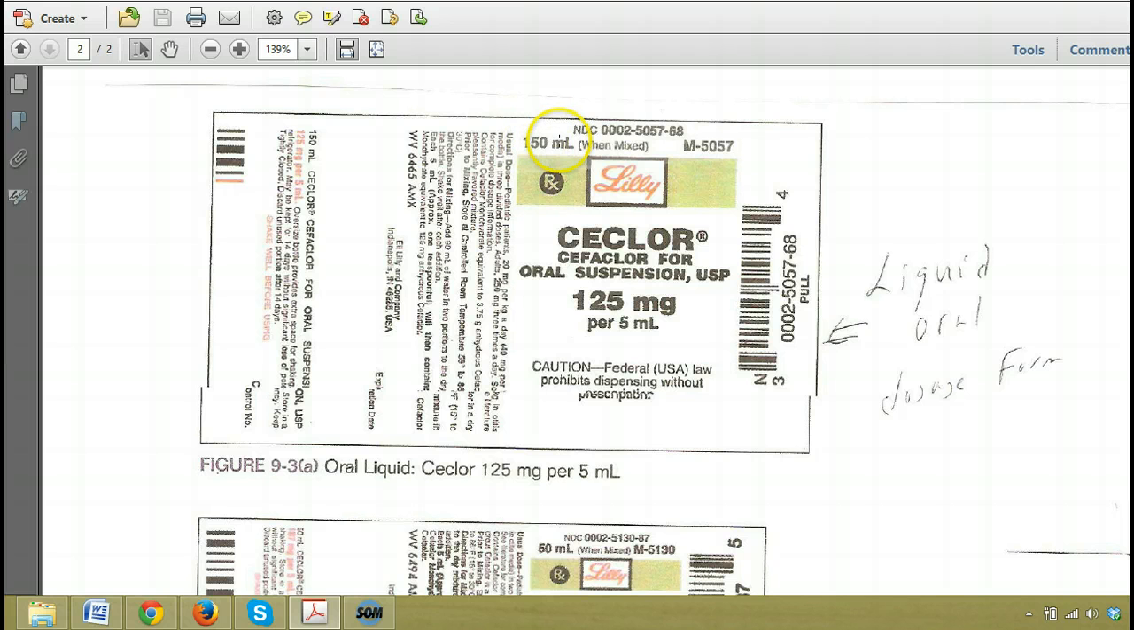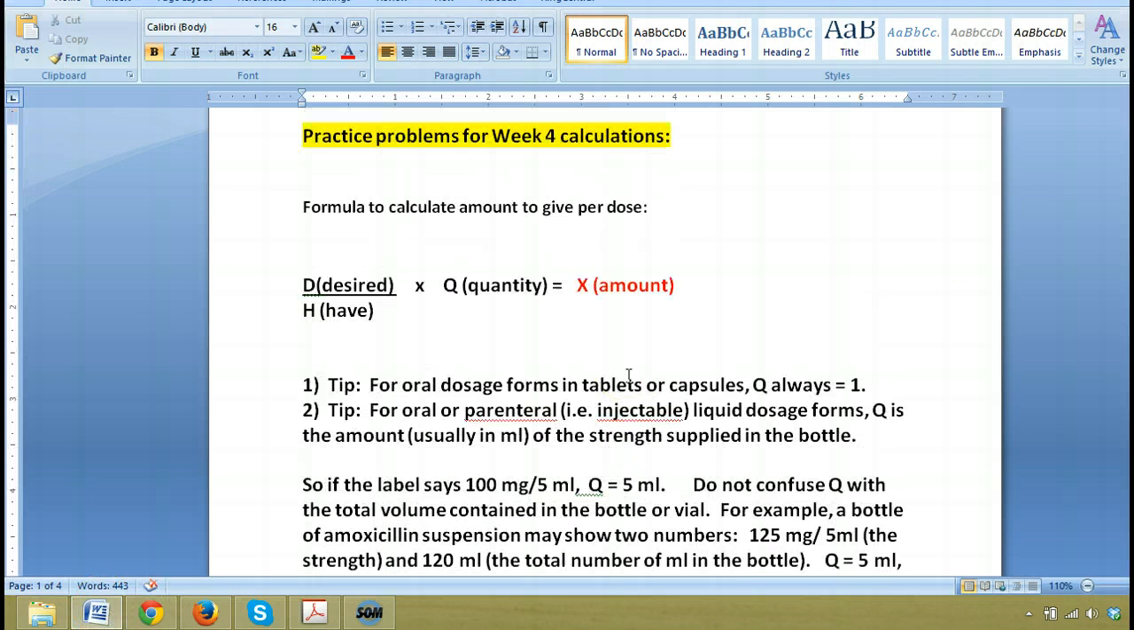What this 150 mLs means is that this bottle is a powder and you add water to it and you reconstitute it. So it's actually an oral suspension for reconstitution. But when you add the amount of water to it, you will get a total of 150 mLs in this bottle. But we're not going to deal with that number. We're going to be dealing with this 5 mLs in our equation. So let me go back to our worksheet here.